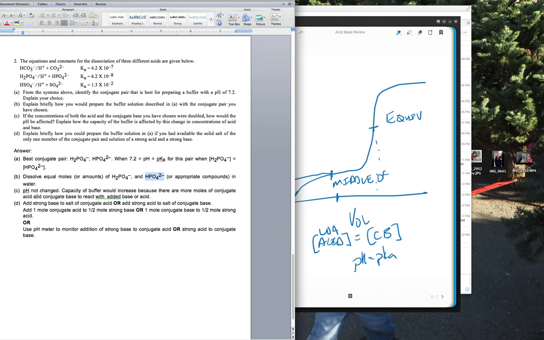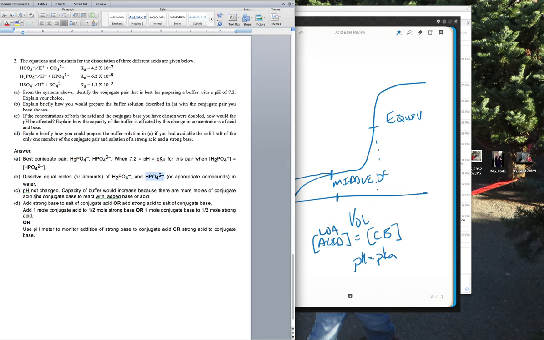So the capacity of the buffer means how much it could take. When you're talking about capacity, it's the total capability of your buffer to absorb the strong acid or the strong base and still maintain no large changes in pH. So the capacity would be much larger because there would be so much more of the buffer, which makes sense.